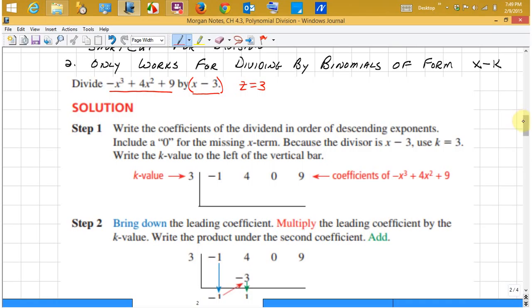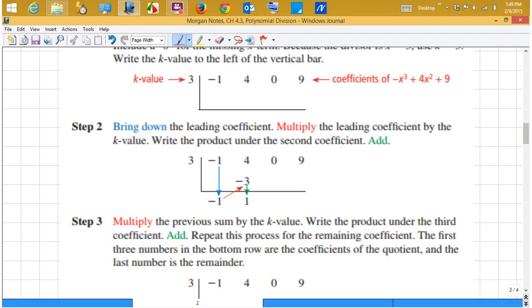This is how synthetic division works. We're going to start with the negative 1. That's the first term in that box, and we're going to bring it straight down, not do anything with it, just drop it straight down. Then we take what is at the bottom of the box, the negative 1, times 3, and move it over into the next column. So negative 1 times 3 is negative 3. I put it in the next column, then I add. So 4 plus a negative 3 is 1.